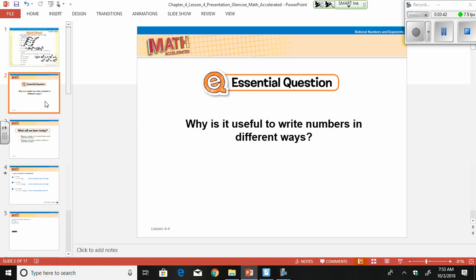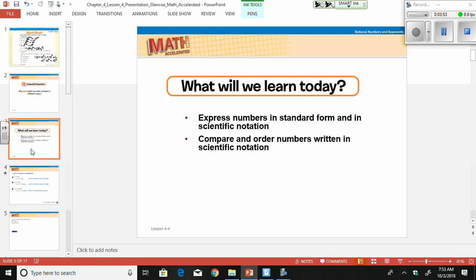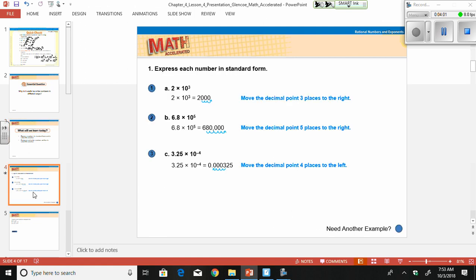Okay, so essential question: why is it useful to write numbers in different ways? Well, we're going to learn today how to shorten everything to where you don't have to write out huge numbers like we talked about in the vocabulary. What will we learn? We will express numbers in standard form and in scientific notation, and then we will compare and order numbers written in scientific notation.